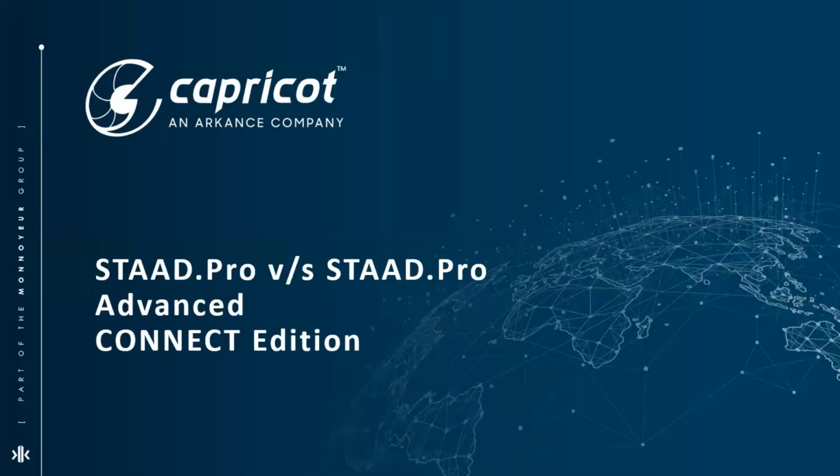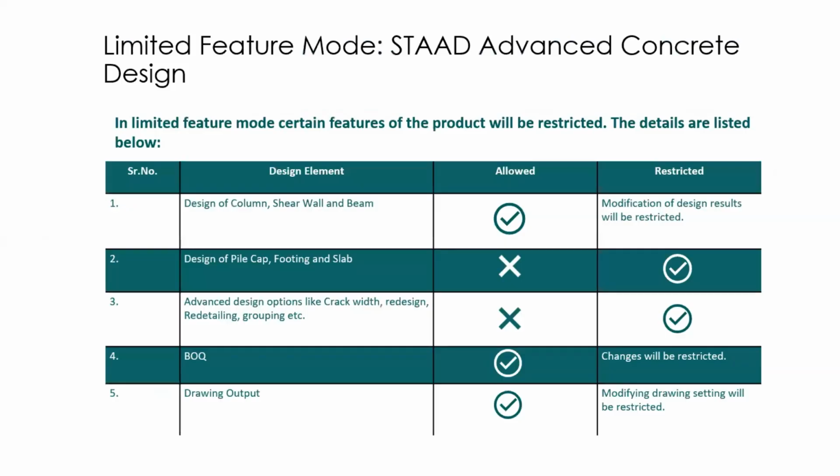Now I'll tell you a little bit about the difference between the Stat Pro and Stat Pro Advanced Connect Edition. In Stat Pro, you have access to RCDC and the foundation part, but with limited features. Like you can design structures in RCDC, but you cannot save or modify the results in the Stat Pro. But in Stat Advanced Concrete Design or in Stat Pro Advanced License, you can save the results, you can modify the results, etc. You have full access to all the features in Stat Pro Advanced License, which are limited in Stat Pro Connect Edition basic license.